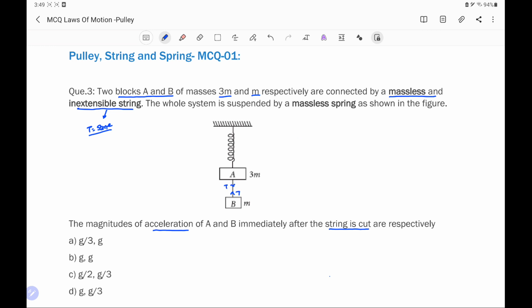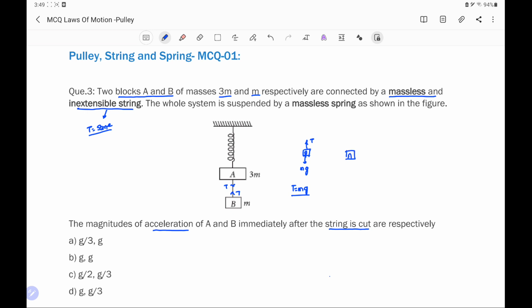So, in the condition when the string is not cut, the free body diagram of B will say that weight mg is acting downward and tension is in the upward direction, and this T balances mg, and block B remains in the balanced condition.